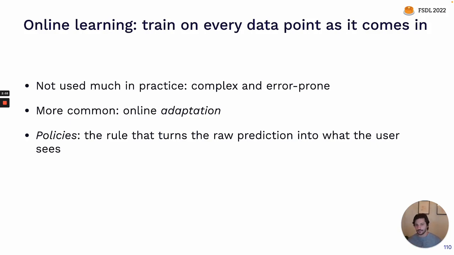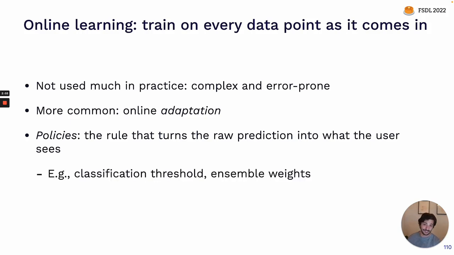A policy is the set of rules that takes the raw prediction that the model made, like the score or the raw output of the model, and then turns that into the actual thing that the user sees. So like a classification threshold is an example of a policy. Or if you have many different versions of your model that you're ensembling, what are the weights of those ensembles? Or even which version of the model is this particular request going to be routed to.